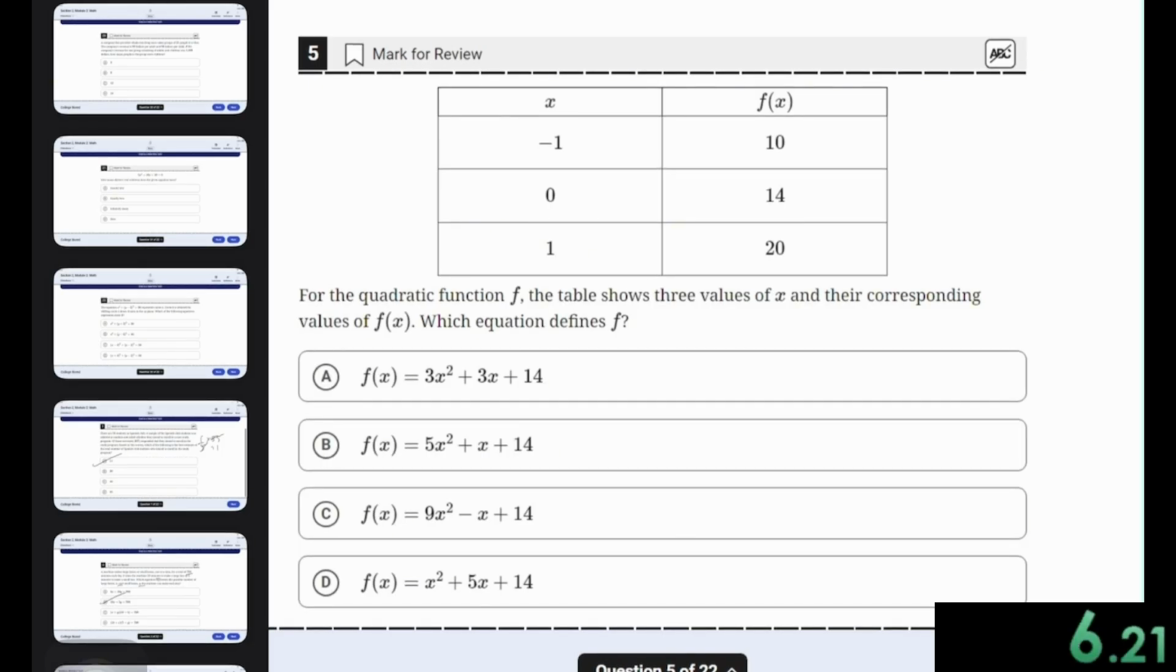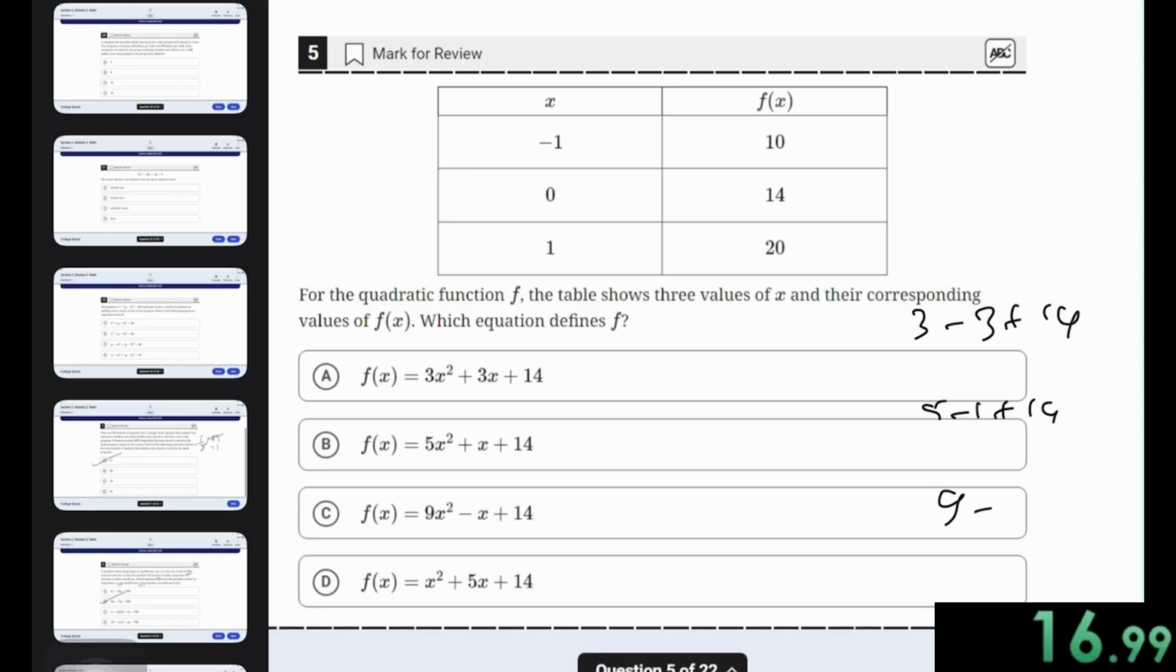At minus 1 it should give 10. At minus 1 it gives 3. Minus 3 plus 14 is not giving us 10. 5 minus 1 plus 14 is not giving us 10. 9 plus 1 plus 14 is not giving us 10. 1 minus 5 plus 14 is giving us 10. So D is our answer.